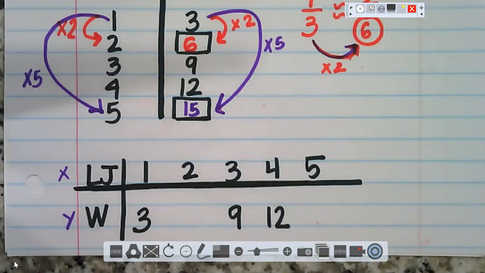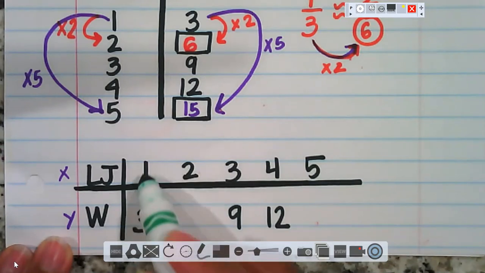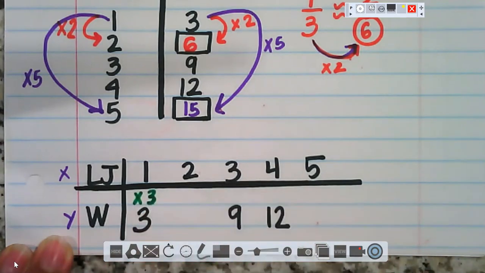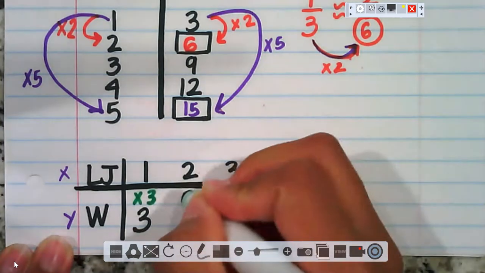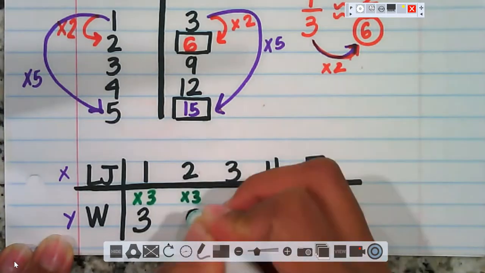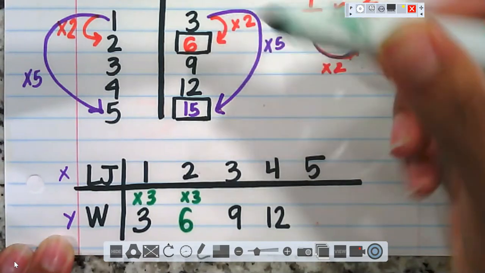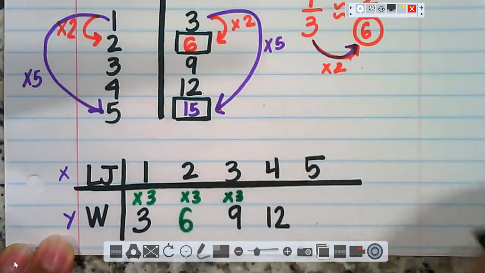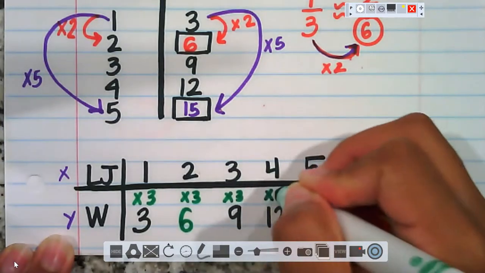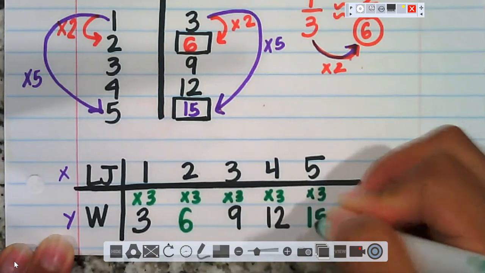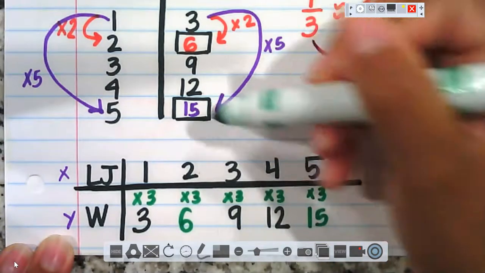All right. Looking here, from 1 to 3, I can multiply by 3. So I'm going to try this relationship for all my numbers and see if I get the right thing. 2 times 3 is 6. Well, that's the same answer I got up here. 6. 3 times 3 is 9. 4 times 3 is 12. And 5 times 3 is 15. The same answer I got up here.